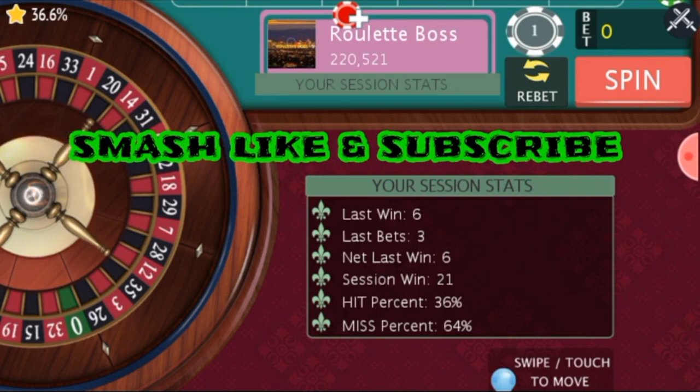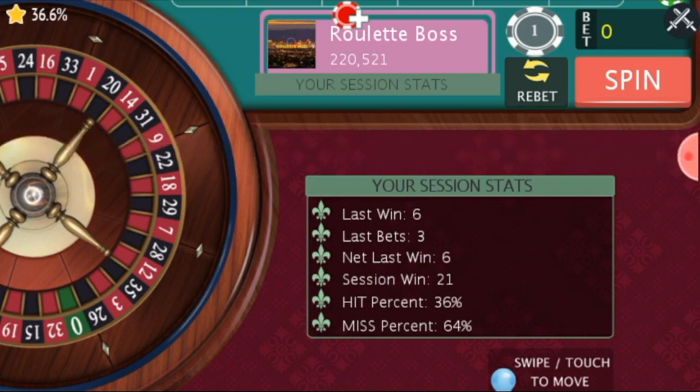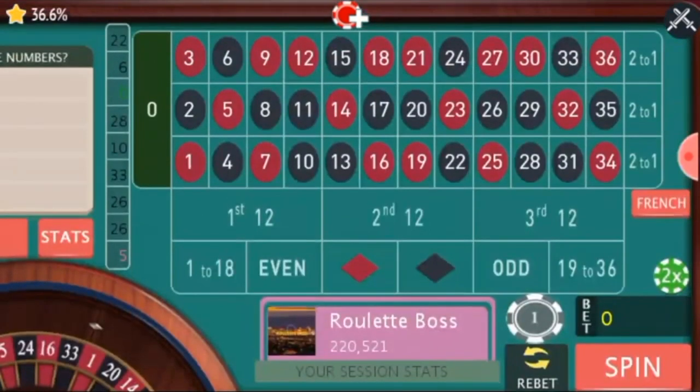So as you can see, guys, we had our losses there. We were up at 18 units profit. We went down, I think, to a minus 8 units. And now we're back up at 21 units in profit. So as you can see, guys, just with a little bit of patience, our bankroll was never in any danger at any point in time.